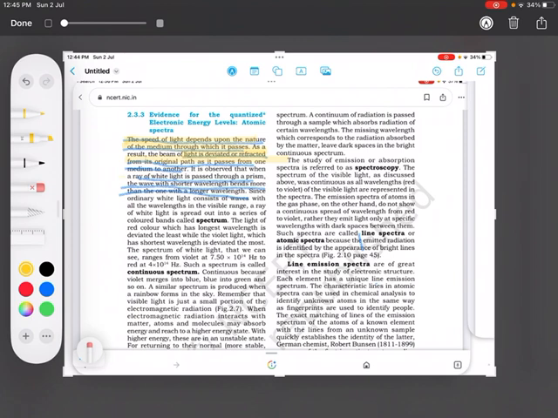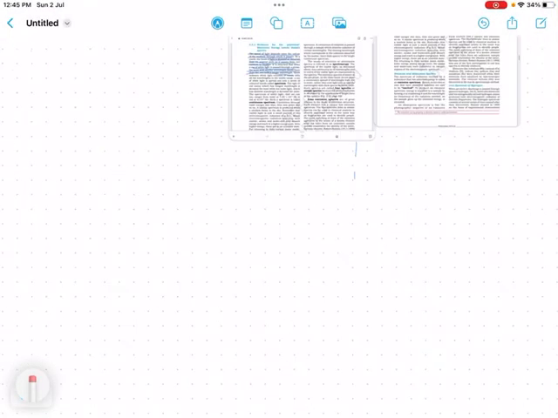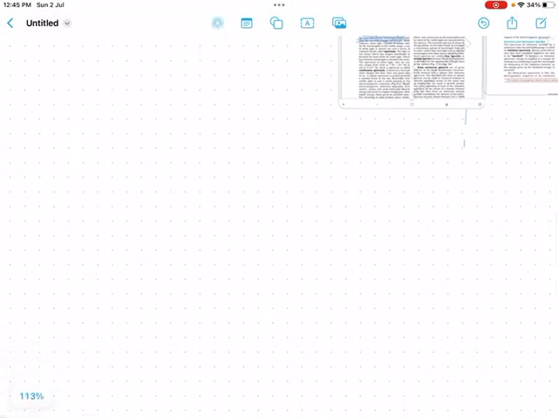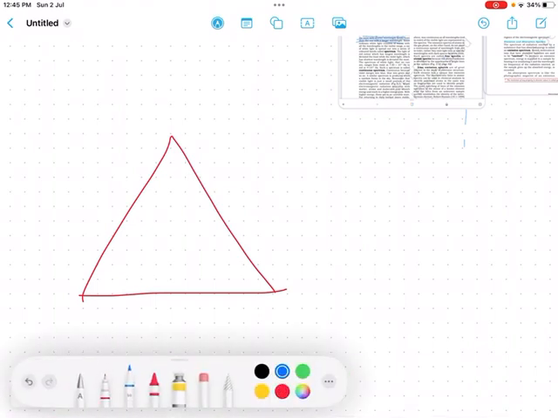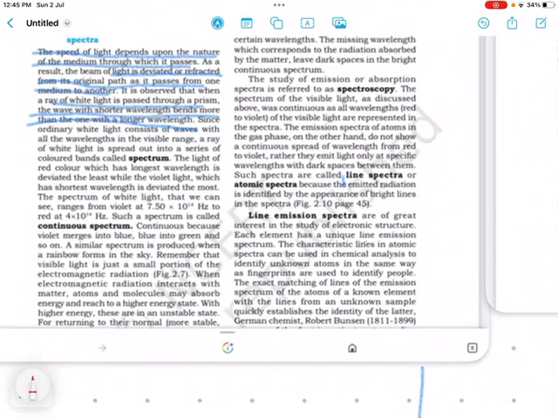It is observed that when a ray of white light is passed through a prism, I'll show you. This is a prism, and this is the white light. For example, this white light goes in, and here it gets deviated. All the color lights get deviated. This is what they are saying about the spectrum.